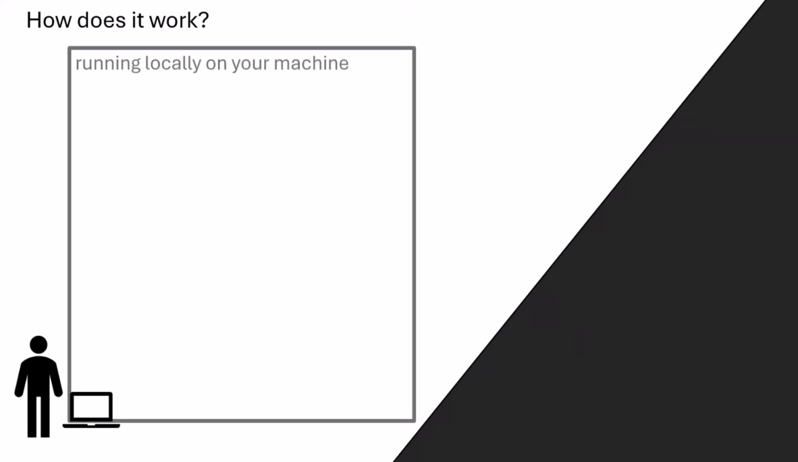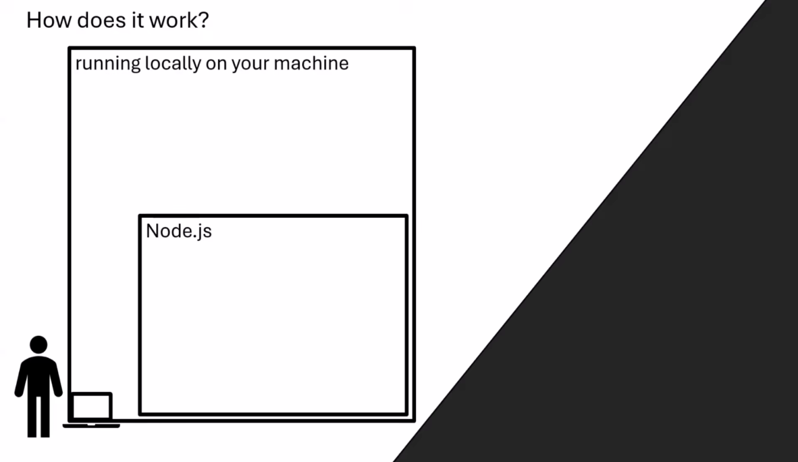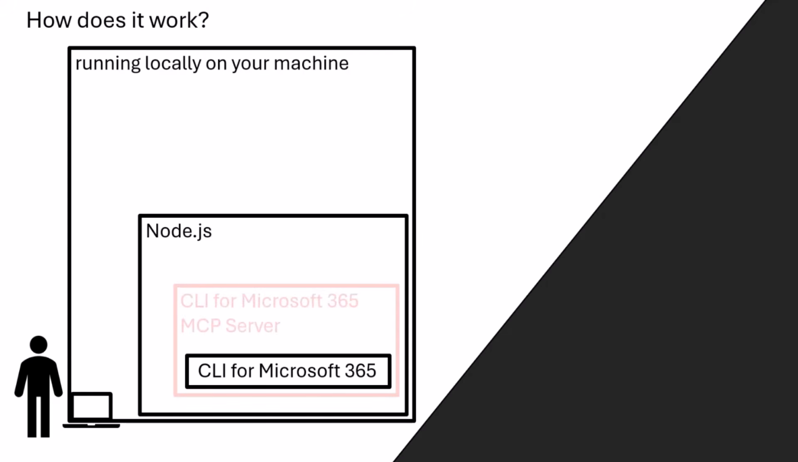So how does this MCP server work? It's actually quite easy. As I said, it's running locally. I need Node.js installed to actually run CLI for Microsoft 365. So CLI is an NPM package you can run over Docker or on your Node.js and over terminal. So I need this set up. And then I need the CLI for Microsoft 365 MCP server, which is an additional NPM package. Usually you don't have to install it directly in your terminal. You can use npx for it.